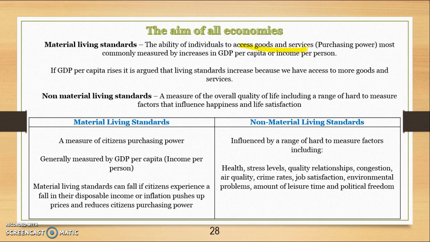Material living standards can fall as citizens experience a fall in their disposable income, so they have less money to spend, or if prices go up too fast, it can also reduce people's living standards. Non-material living standards include factors that are harder to measure, like health, stress levels, quality of relationships, the level of congestion within society, air quality, crime rates, a whole range of other factors that impact our living standards despite just how much we can afford in terms of goods and services.